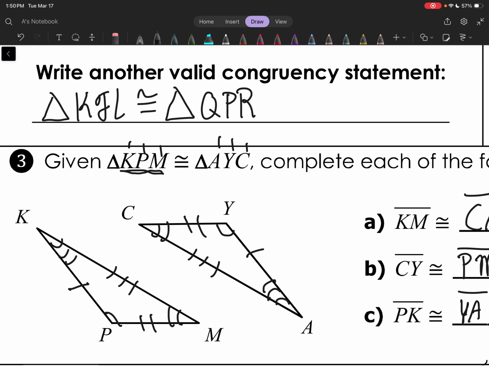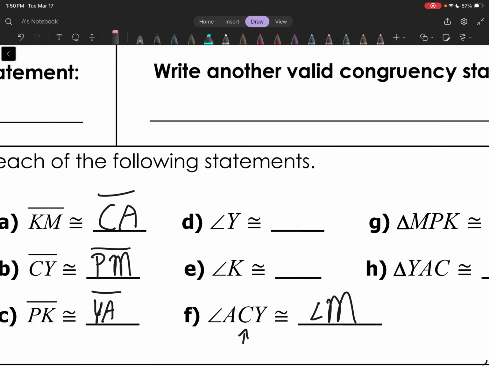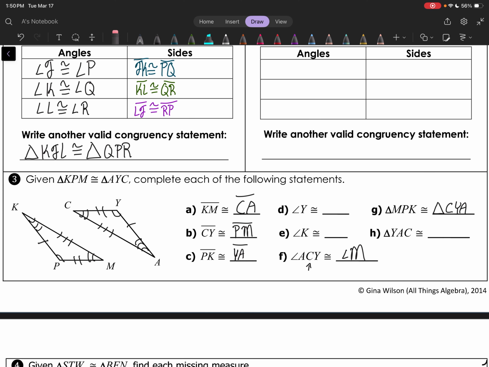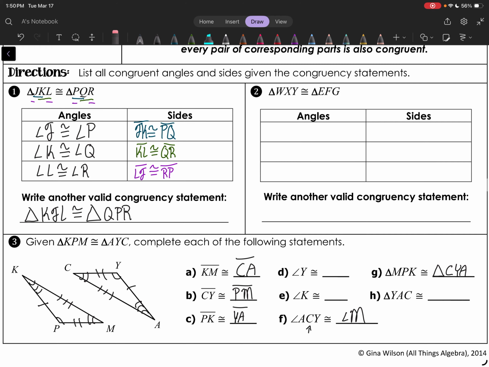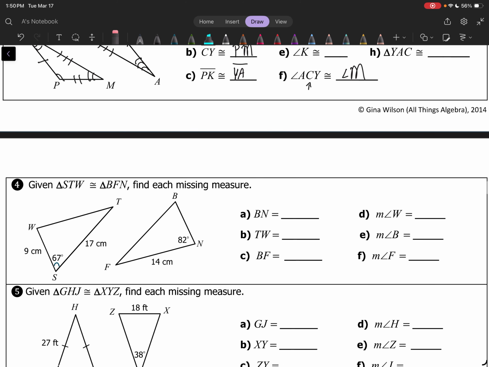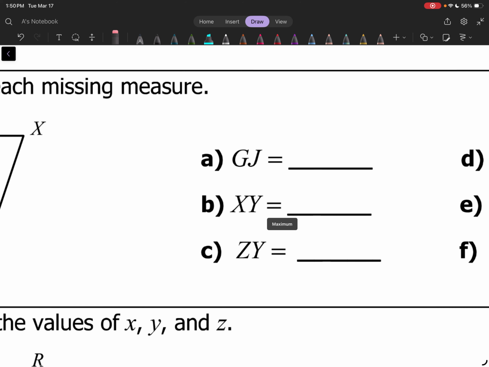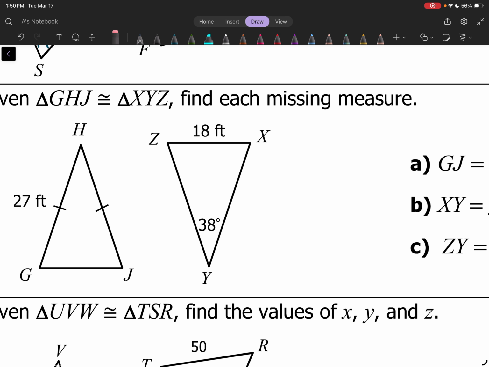All right, pause it and try DEH. And 2 if you didn't already. All right, let's look at number 5. Given the triangles are congruent, find each missing measure.